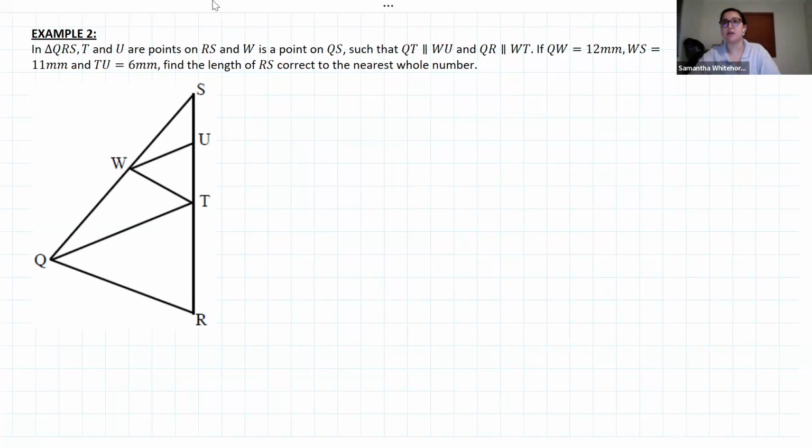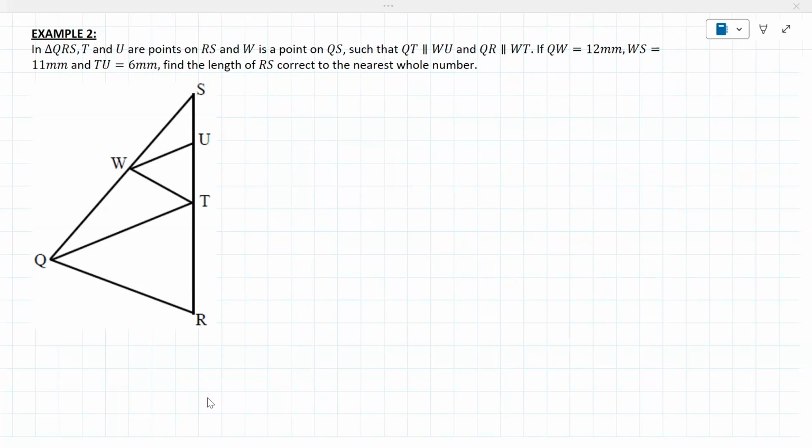Okay, so if we just break down what we have there, again, you're going to try it by yourself, but let's just make sure we all know exactly what information we have. We don't have on the diagram where the parallel lines are.